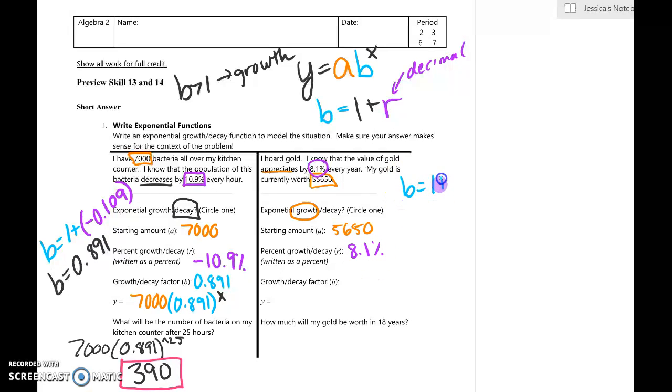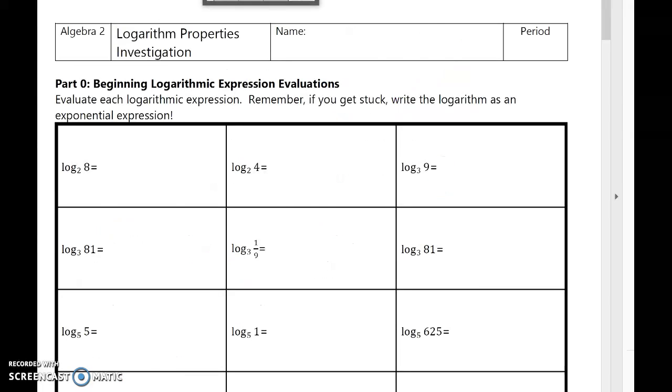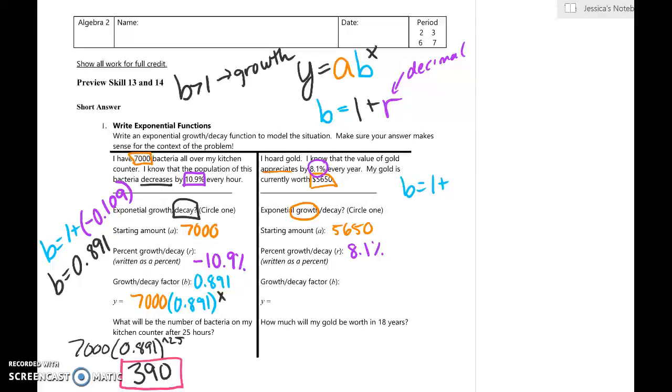Again, B equals 1 plus R. R as a decimal is 0.081. Okay, remember 8% is 0.08. All right, so that means my final B value is going to be 1.081. All right, so that means Y equals A, which is the 56.50 times B, 1.081 raised to the x power. That's a 5, by the way. That looks horrible. All right, how much will the gold be worth in 18 years?